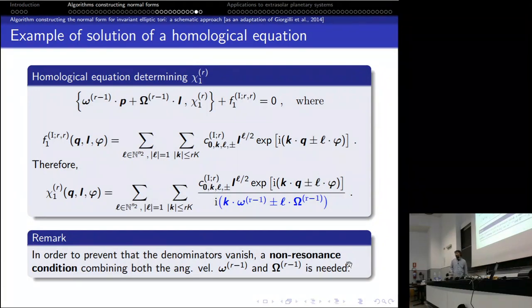Okay. And so this was just to say that letting the angular frequencies move a bit from one normalization step to another is somehow mandatory with the elliptic torus. But Christos would not agree.